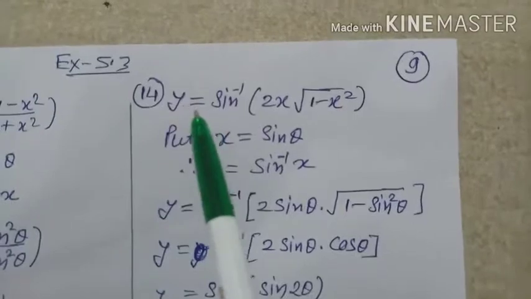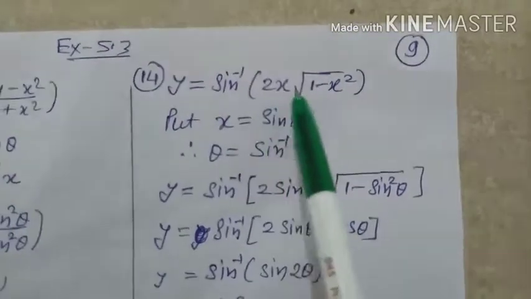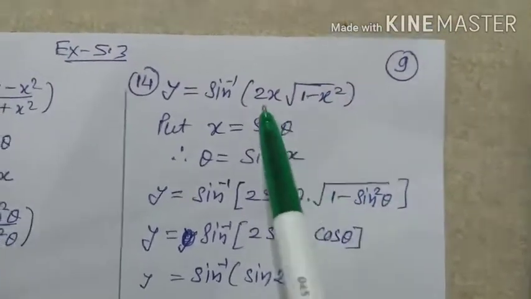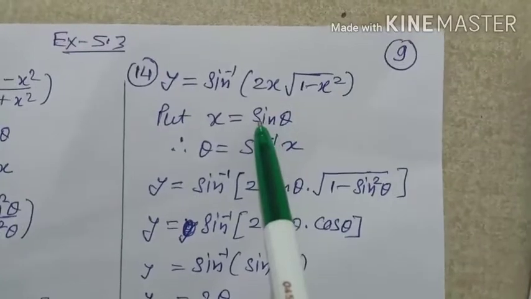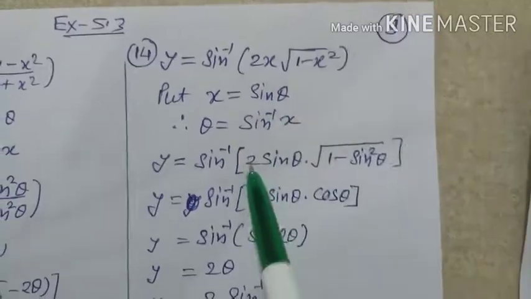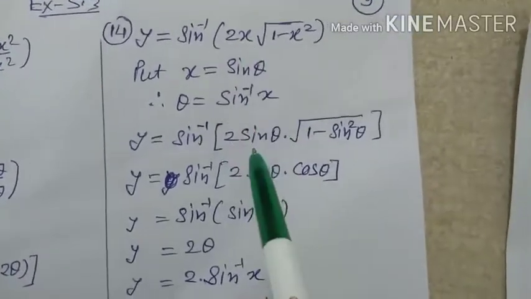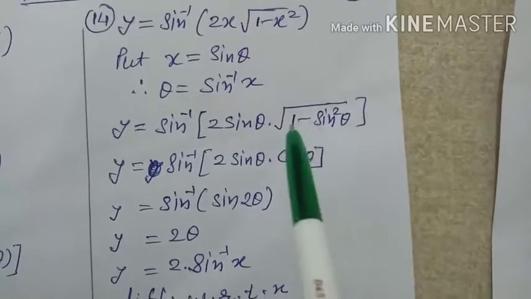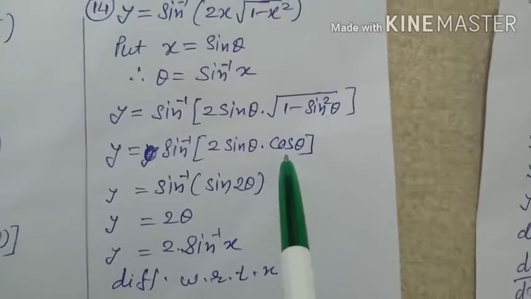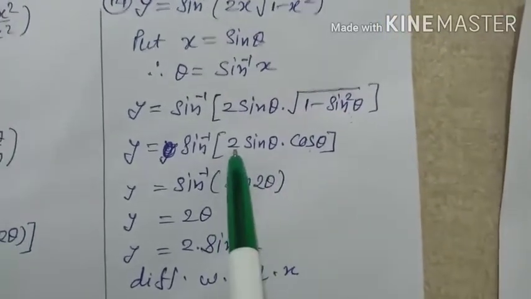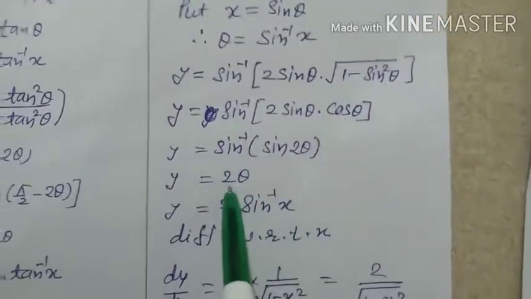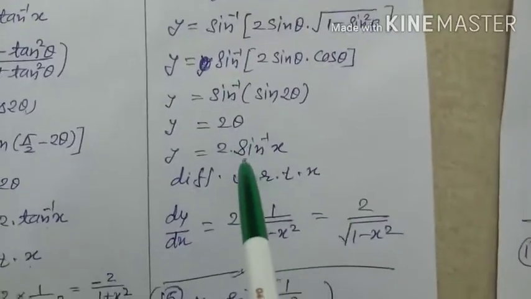So let's see here, this is y, sin inverse of 2x into under root 1 minus x square. It is a formula of sin 2a, which is 2 sin a cos a. So put x is equal to sin theta. So this is 2x, it means sin theta, and here also write sin theta, under root 1 minus sin square theta, that is cos square theta, and under root also, so only cos theta remaining. So 2 sin theta into cos theta, that is sin 2 theta. Sin inverse and sin cancel out, only 2 theta remaining, and in place of this theta write sin inverse x.